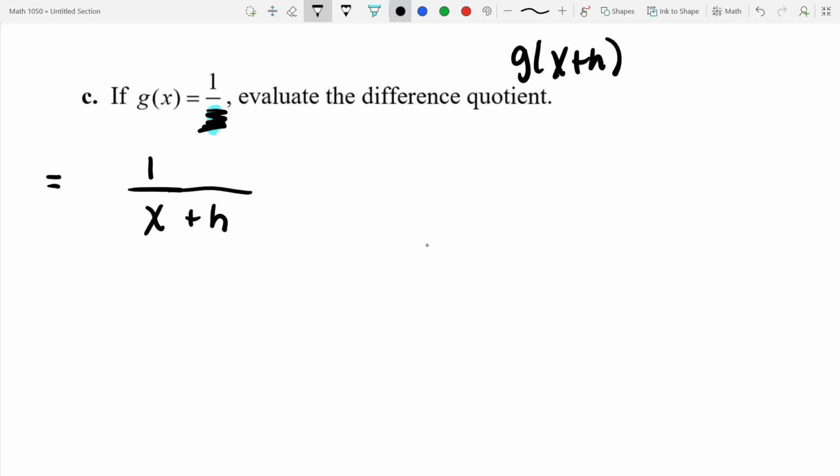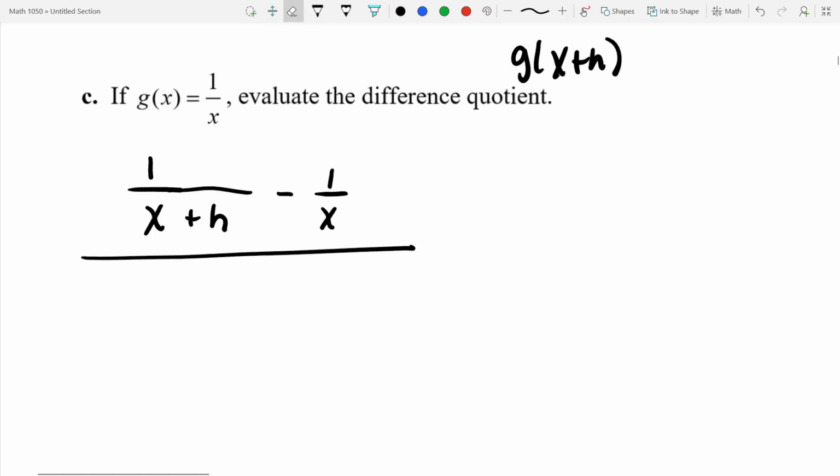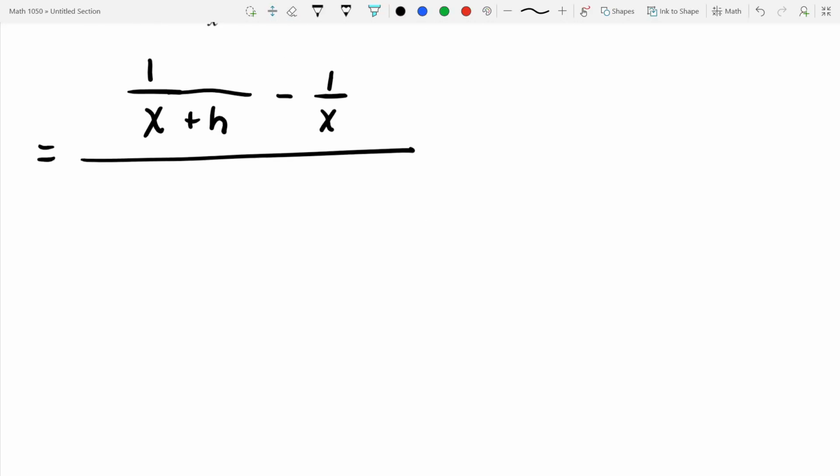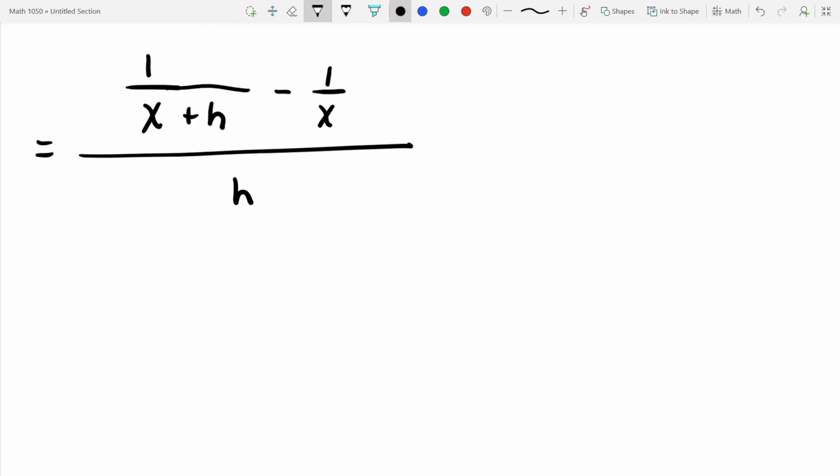Then it's minus the original function, which is 1 over x. And then it's all over. You don't have to remember the difference quotient formula. I have never seen a problem from Weber where they don't give it to you. But anyway, what's on the bottom? It's an h. Okay. Now, this is kind of complex. It's okay. You're smart. You can handle it. Look. See that main division bar? Keep it nice and long. On the bottom is an h.